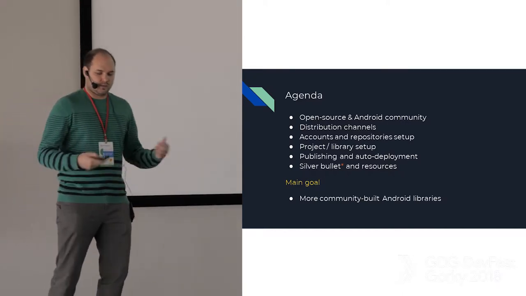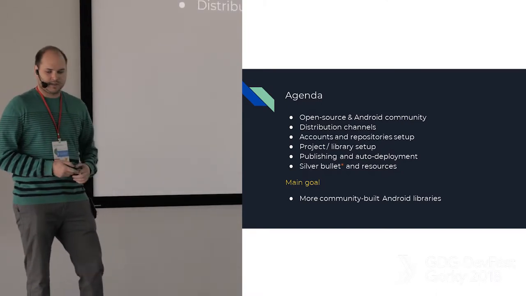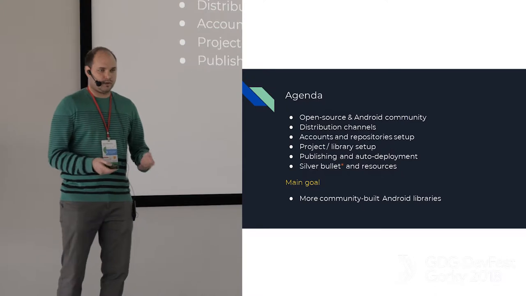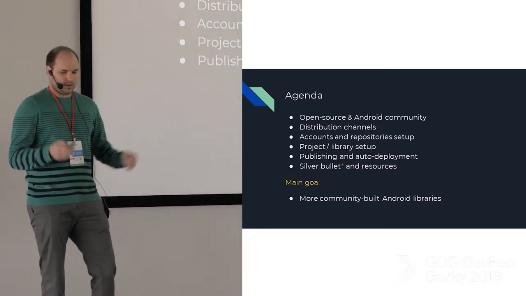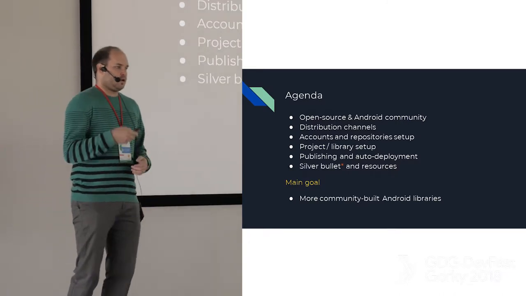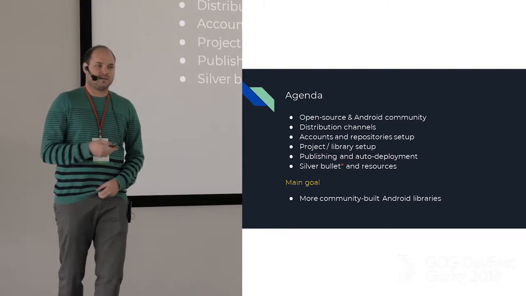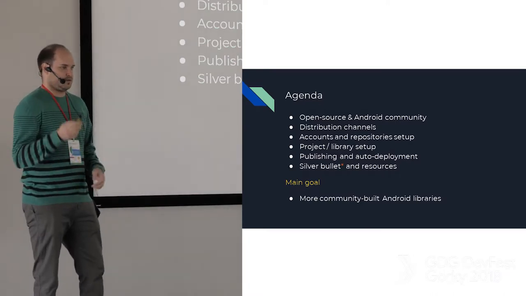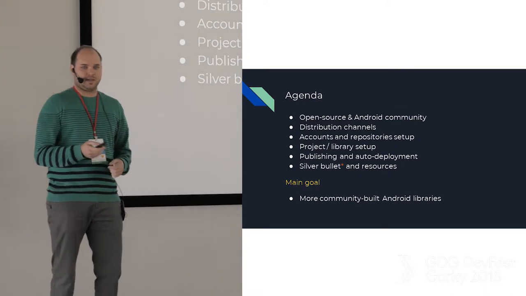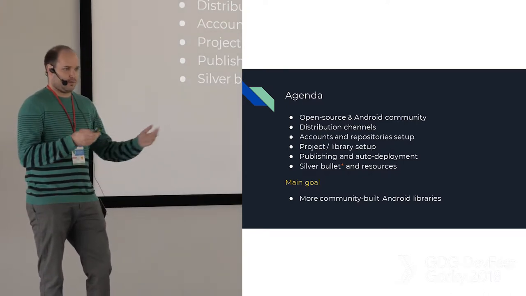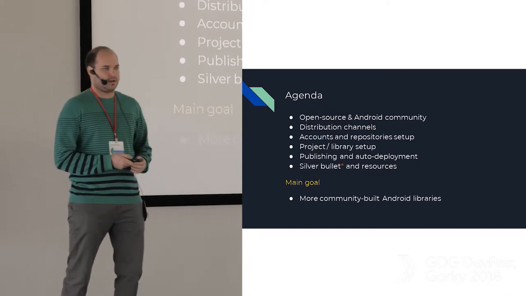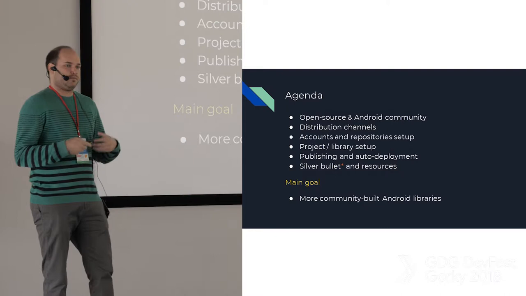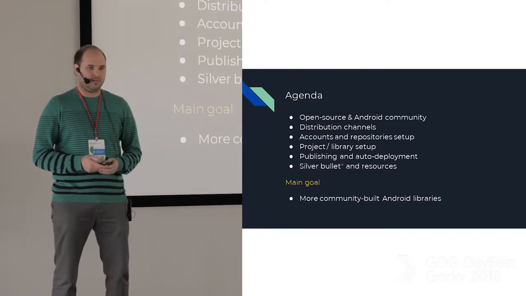So the agenda is just to quickly run through open source and the Android community, what it all means, to talk about distribution channels for our libraries, and how to set up everything and configure your project so that you can publish your libraries to the world. And just a little bit of talk about how you can integrate this with your CIs, with build systems, and so on. And in the end, I'm going to talk about the silver bullet solutions. For those who may not know what silver bullet means, it means just a one-click solution to the problem. And the main goal of this talk is basically to inform people on how Android libraries are built, and maybe inspire people to create more community-built libraries.